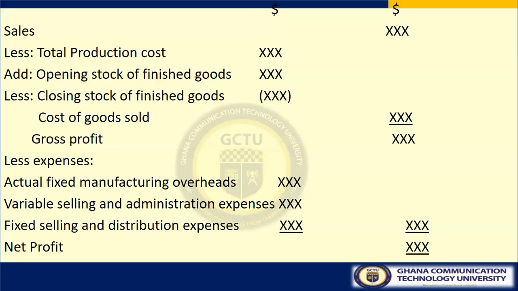Let me explain this to you. Some of us are not accounting students. In accounting, when you see a figure in bracket, it means it's negative. We are less than it. So please, those of you who are not accounting students, take note of that. When you see a figure in bracket, it means it's negative.